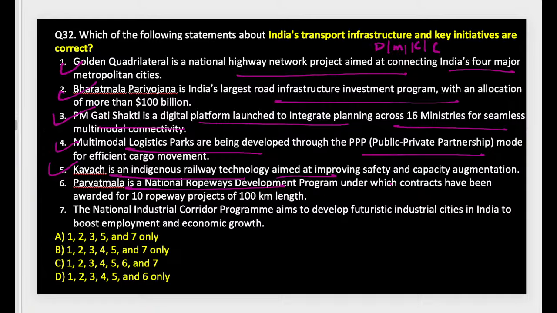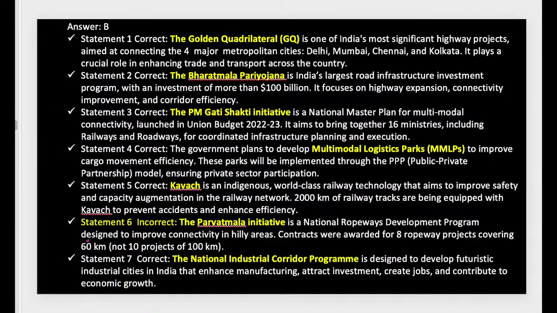Parvatmala, the program for ropeways, is it 8 or 6, and this is 60 kilometers or something. So this is wrong. National Industrial Corridor, this is also true, to boost employment and economic growth. So 1 2 3 4 5 7. Option B should be the right answer for this one. Never mind, let's move ahead.